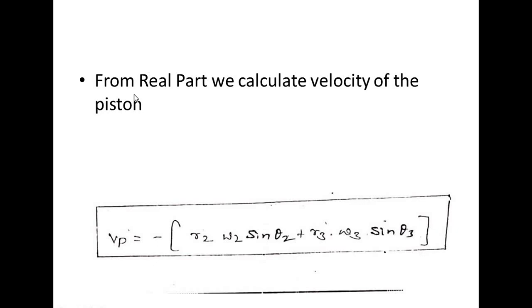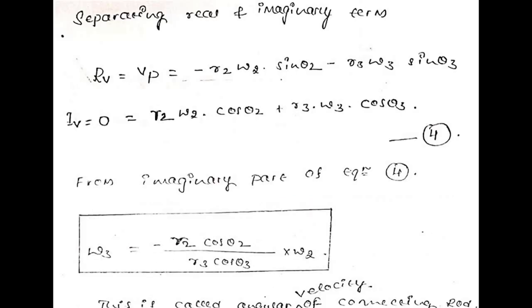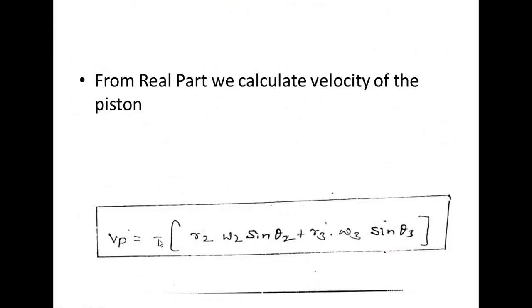And from the real part, what can we calculate? That is the velocity of the piston. So the velocity of the piston is minus R2 omega 2 sin theta 2, minus, if you take outside, R2 omega 2 sin theta 2 plus R3 omega 3 sin theta 3. So this is the velocity of the piston.